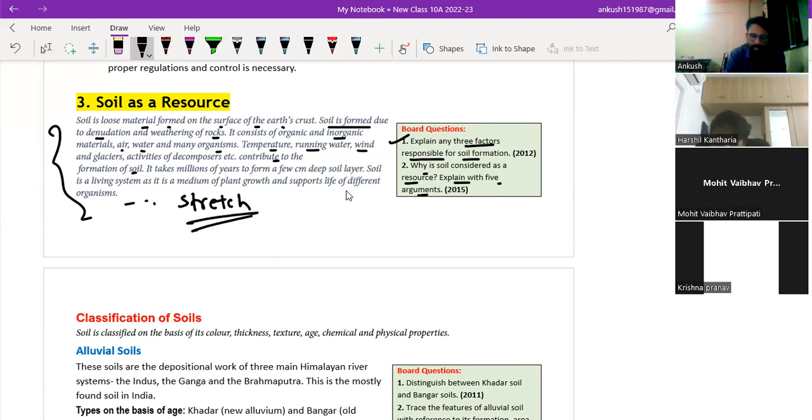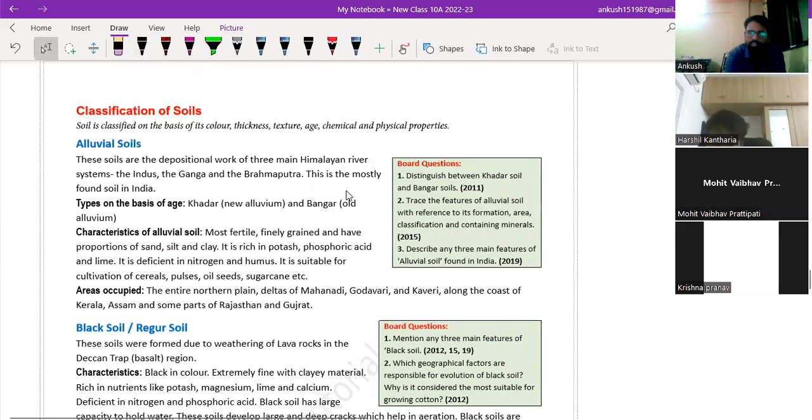Stretch your answer all the time. Suppose you have 4 to 5 points, so stretch them to at least 7 to 8 points for your answer for a 5 marks question. Understood? Are you getting it? So that you will cover every mark over there. And in SST there is no cut in marks unless it is not related to the question or does not stick to the point. Understood?